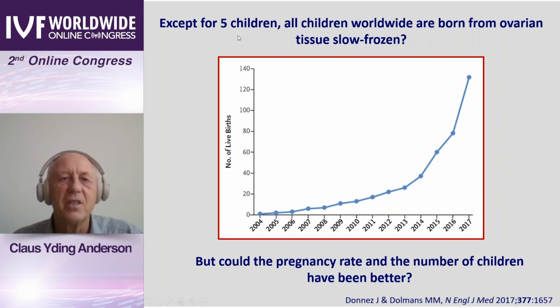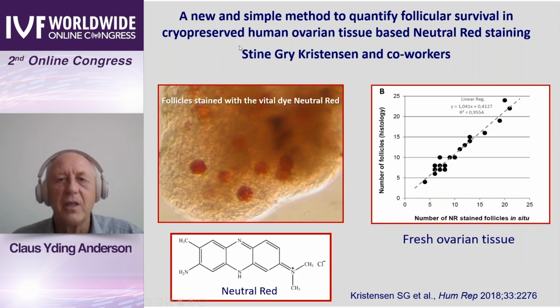And as far as I can see, we have around 5 or 6 children who have been born as a result of tissue which was vitrified originally. So there's simply too few where the tissue has been vitrified. What we do know now is that if we look at slow freezing, Stine in our lab has been looking at that, using the same method as before with the vital stain of primordial follicles. The neutral red only stains viable follicles. So these are alive and are okay.